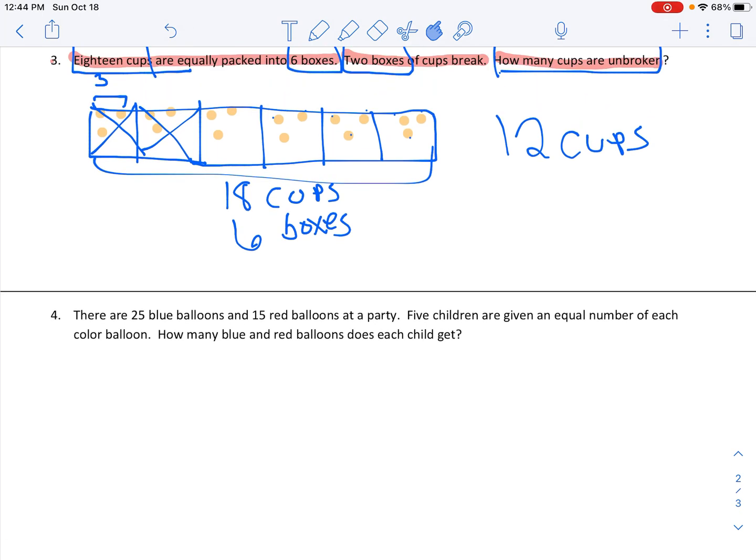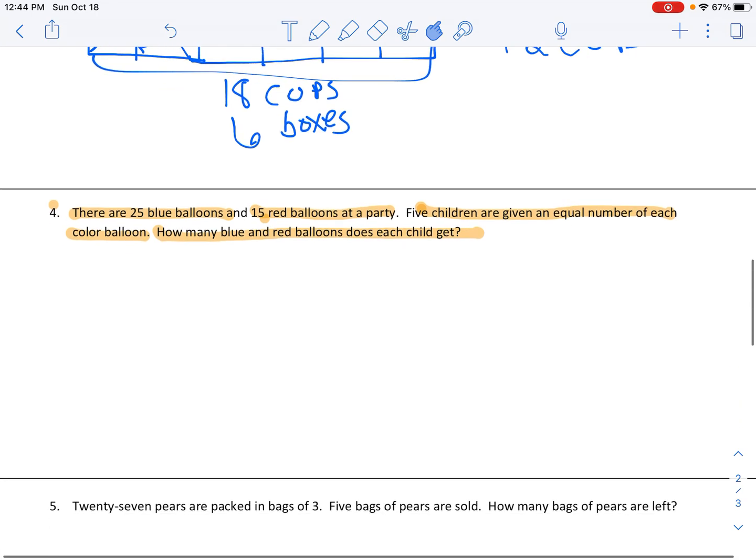Okay, and my last problem. Oops, nope, sorry, I have 5. Number 4, there are 25 blue balloons and 15 red balloons at a party. 5 children are given an equal number of each color balloon. How many blue and red balloons does each child get? Okay, let's think about this one.